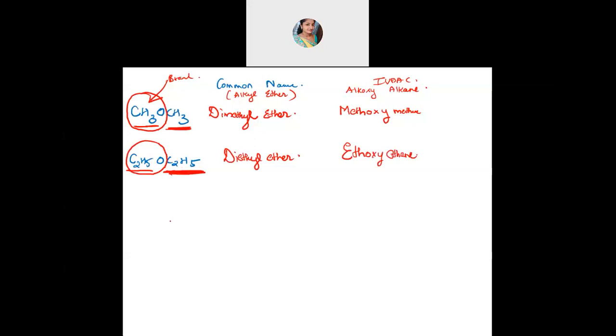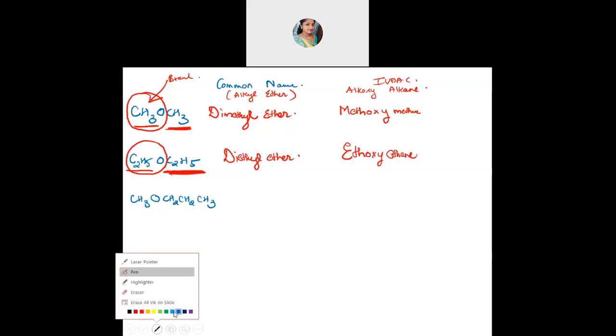Now we'll try to change it. We will take a different one. Here I had given a similar type. Now let's change it and try to name the compound. CH3O, and this one CH2, CH3. What will be the name? Now the alkyl groups are different, so you should give the name of both the alkyl groups, but go according to the alphabetical order.